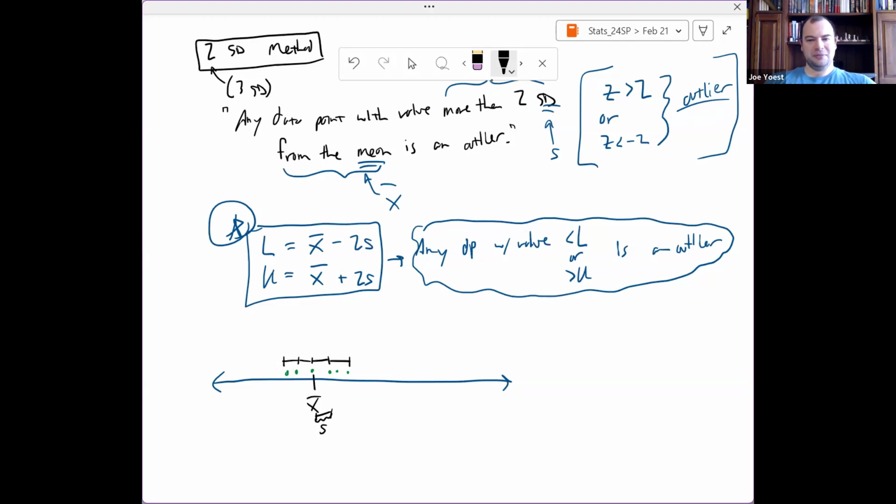As an aside, what's the rationale for picking X bar plus or minus 2 standard deviations? Why not 1.5 or 3 standard deviations? Remember the range rule of thumb. The range, from the max to the min, is about 4 standard deviations. So that's what we're, in a sense, using here. Or our empirical normal rule, where we said that for a roughly bell-shaped distribution, about 95% of our data points have a value within 2 standard deviations of the mean.